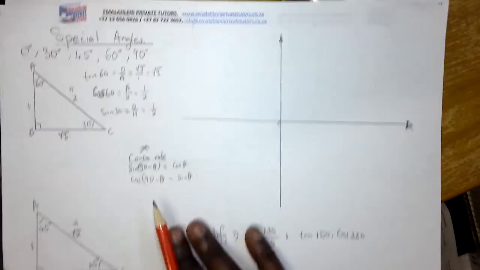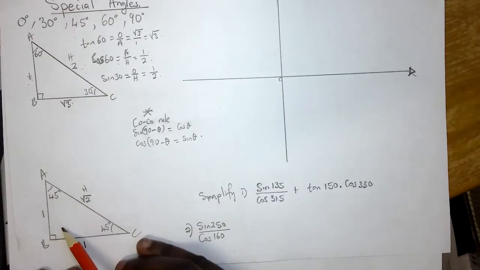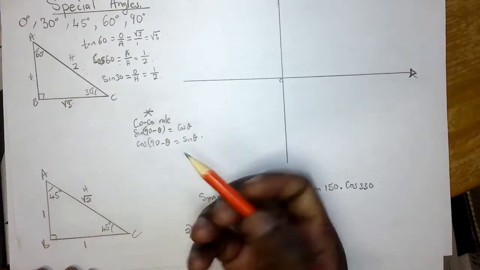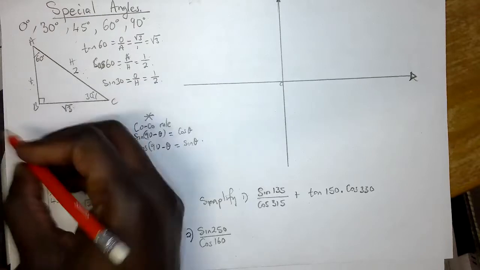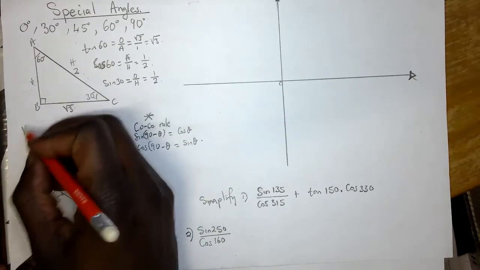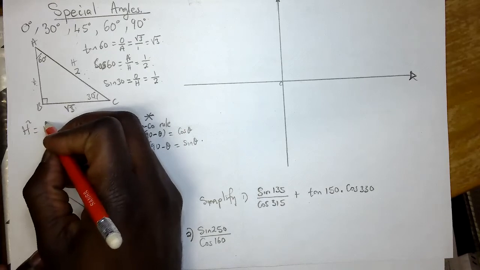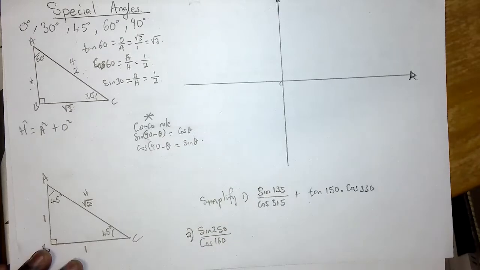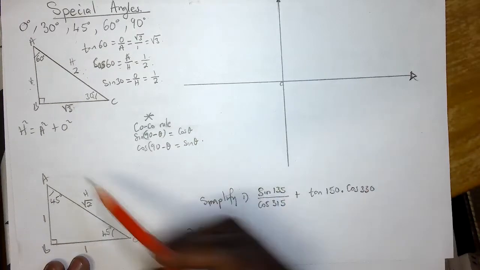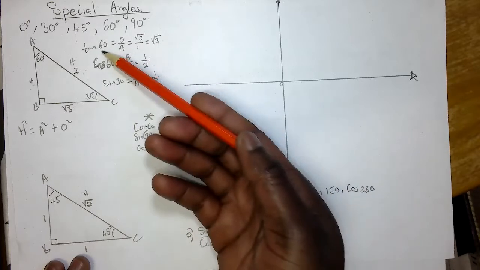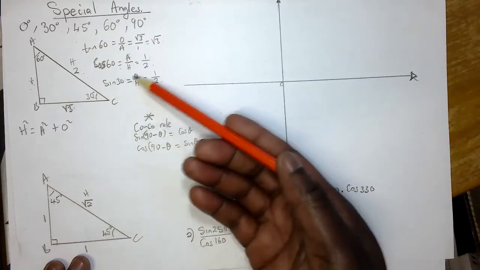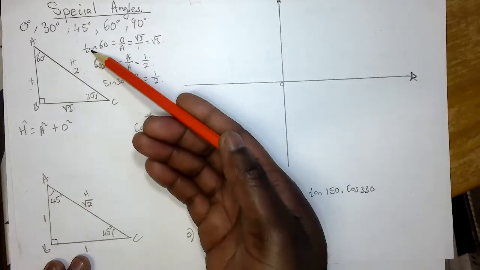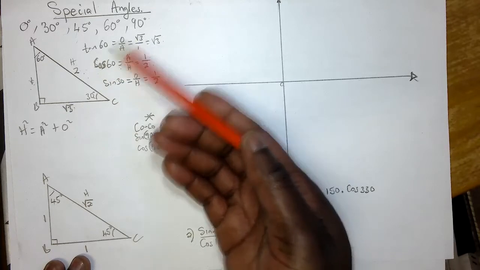Then we move on to the angle of 45. For this angle of 45, we know that we've got 1 here and root 2 here from Pythagoras' theorem, which says hypotenuse squared is equal to adjacent squared plus opposite squared. From that formula, we can get a lot. Sine theta is opposite over hypotenuse. Cos theta is adjacent over hypotenuse. Tan theta is opposite over adjacent.